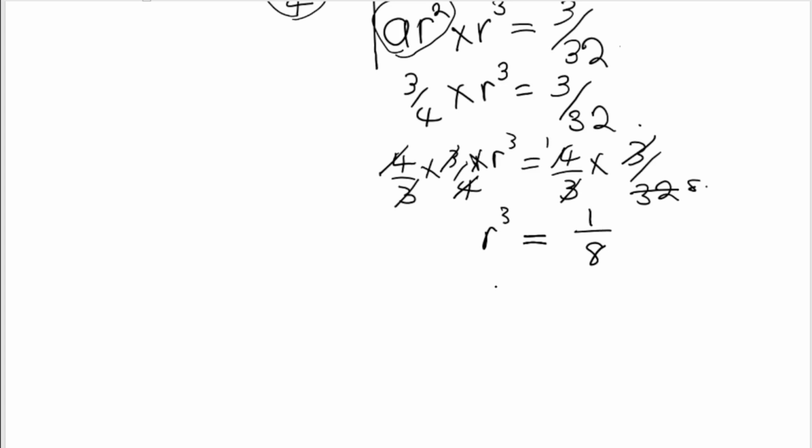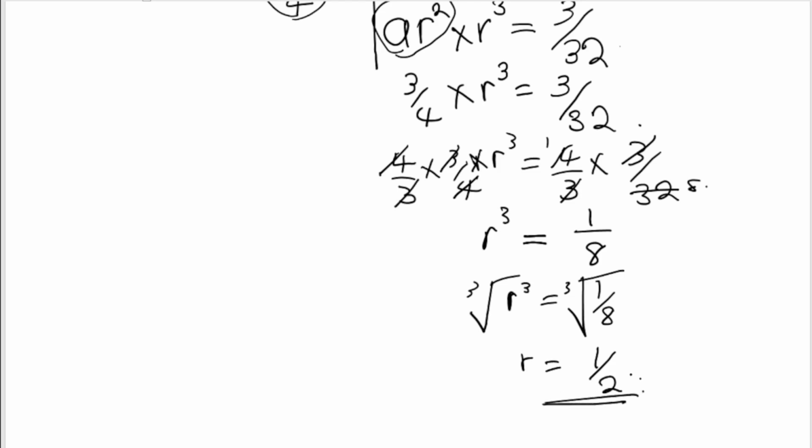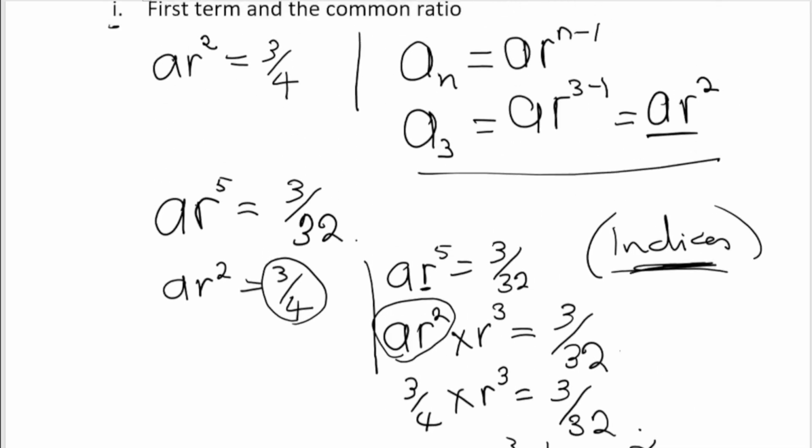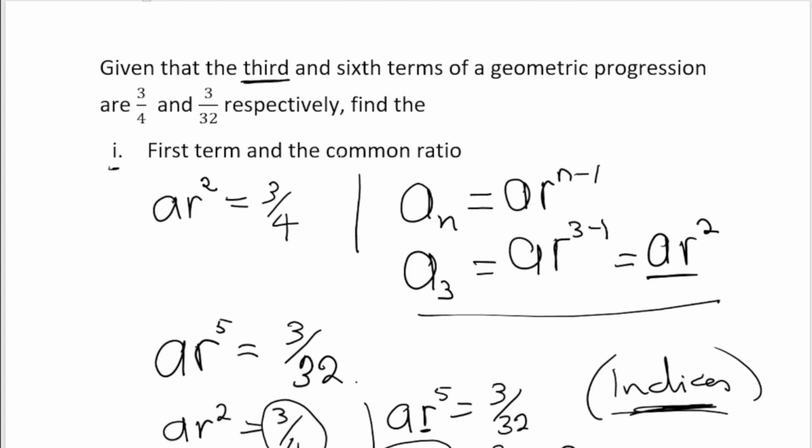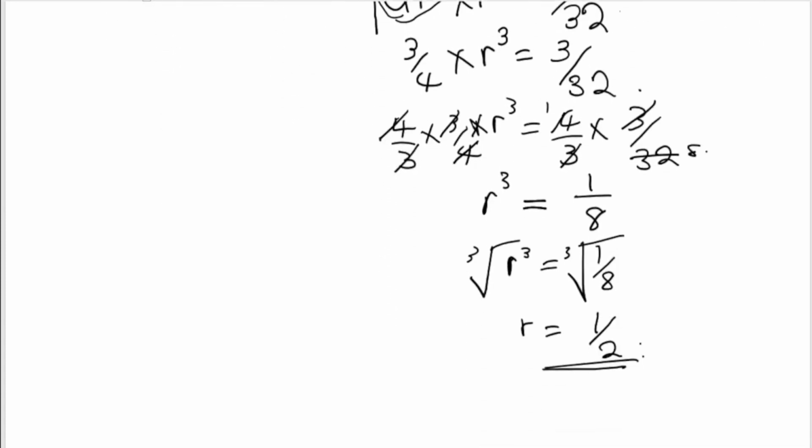Then we find the cube root of both sides. And we find that our cube root is 1 over 2. That is our solution. So in this question, we found the common ratio. We now need to find the first term. There is no order in which you do it. Remember that.